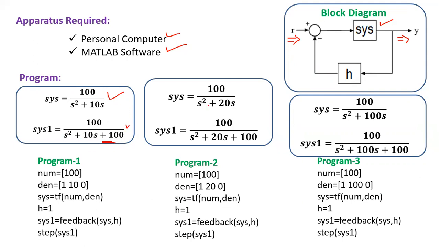The same way coming to the second case. This is the open loop system. If we convert into the closed loop after adding a unity feedback, we get 100 by s square plus 20s plus 100 as the closed loop system. The same way coming to the third case, this is the open loop system. If we convert into the closed loop, then we are getting 100 by s square plus 100s plus 100. Now coming to the programming part.